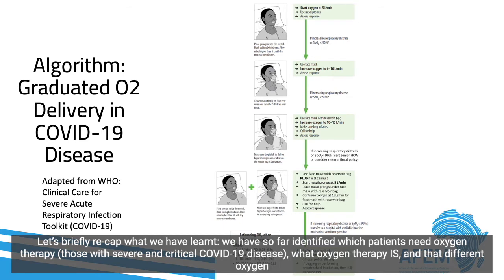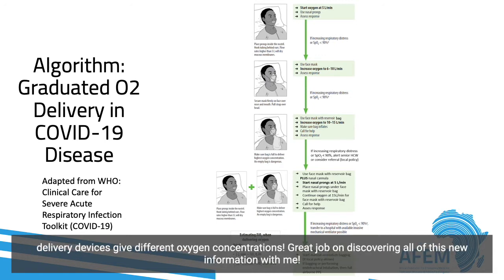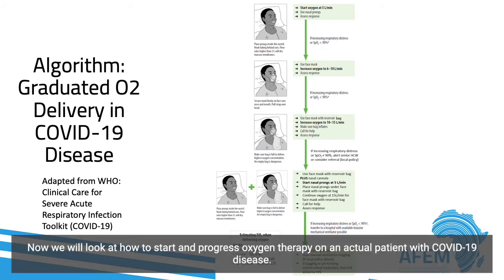Okay, let's briefly recap what we have learned. We have so far identified which patients need oxygen therapy, those with severe and critical COVID-19 disease, what oxygen therapy is, and that different oxygen delivery devices give different oxygen concentrations. Great job on discovering all this new information with me. Now we will have a look at how to start and progress oxygen therapy on an actual patient with COVID-19 disease.